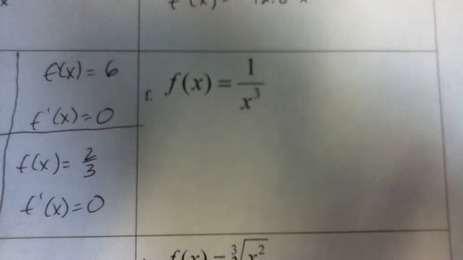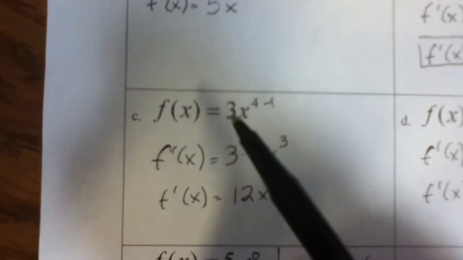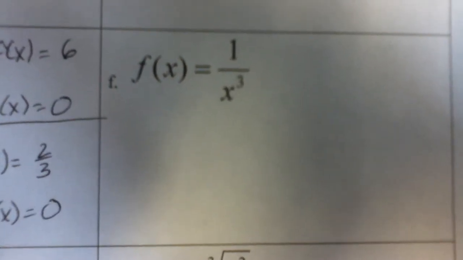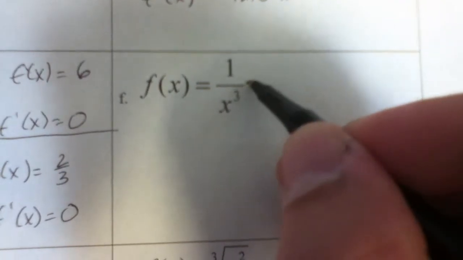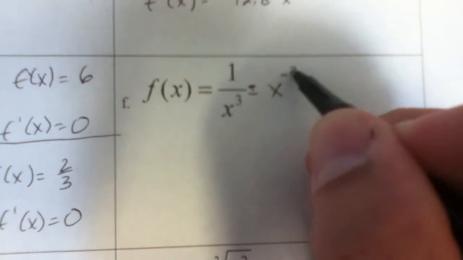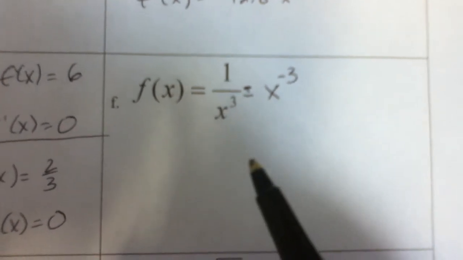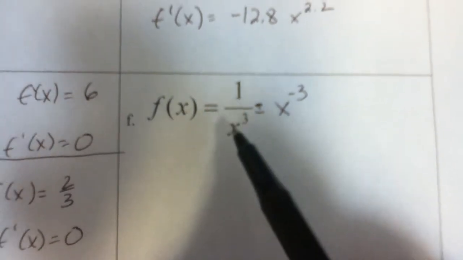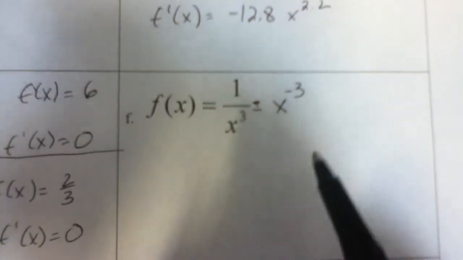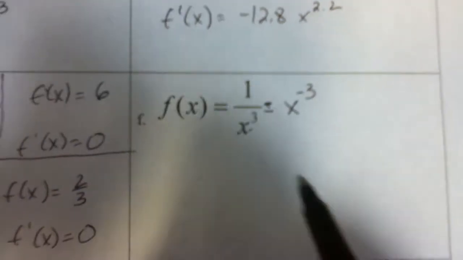Now, there's a certain way we like to see the problems. We like to see, similar to the first one, x to the 5th, or the third one, 3x to the 4th. We're not as happy about seeing a fraction. So remember from your algebra, if I have 1 over x to the 3rd, that can be moved up to x to the negative 3. I haven't taken the derivative yet. I just rewrote it to make it easier to take the derivative. So that's a rewrite. Again, remember your exponents, if you move them up, it becomes negative.